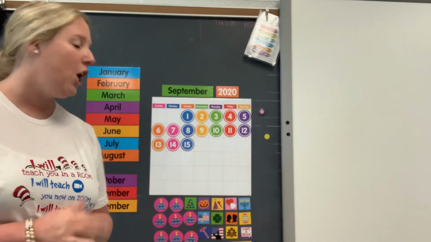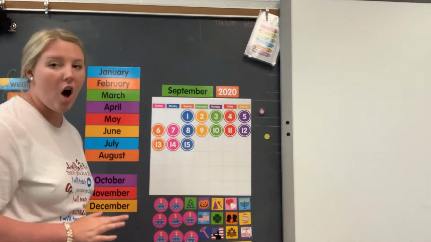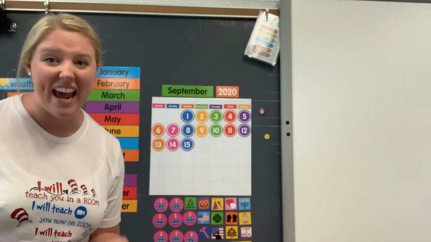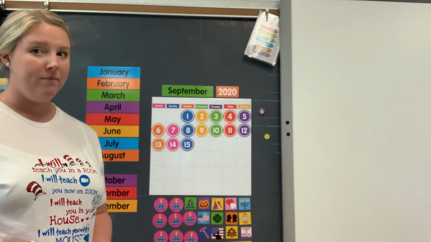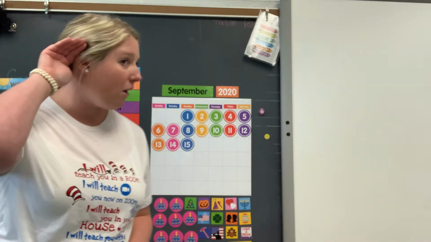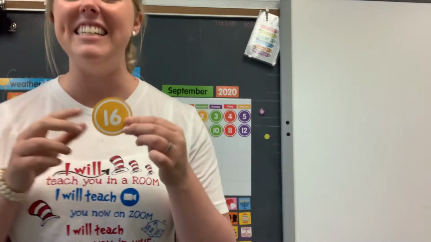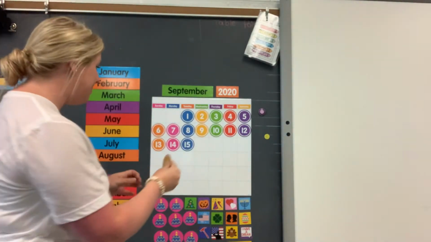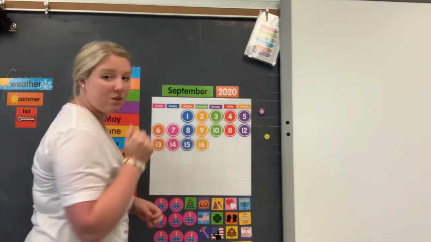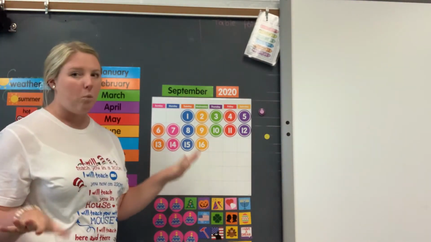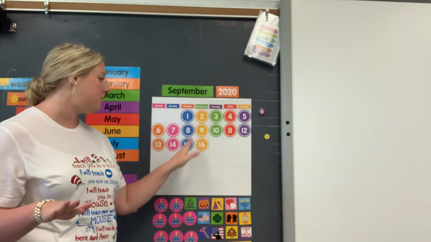Woohoo! Now, who can tell me what number is going to come after 15? What is today's number? Do I hear smarty pants out there? Who knows what number it is? I'm going to show you. What number is this? 16. Today, boys and girls, is September the 16th. So I'm going to add it to our calendar today. All right. Now we know that today is September 16th.